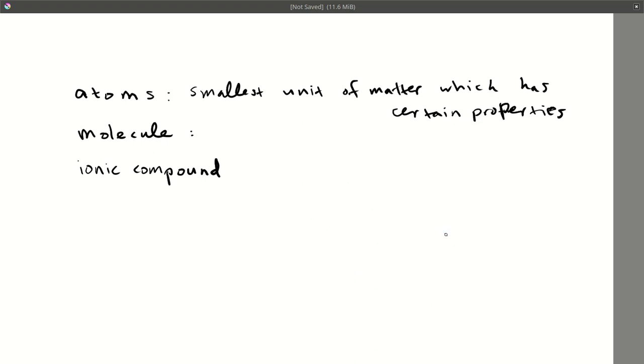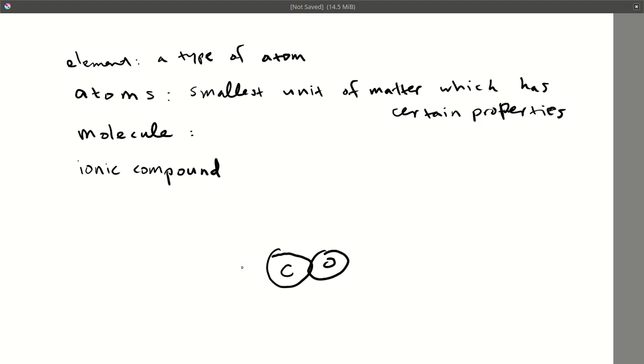And an element is just a type or kind of atom. All right? Now, what about a molecule? If you take some atoms, let's say a carbon atom and maybe an oxygen atom and an oxygen atom, and you bind them together in a way that makes a new thing.